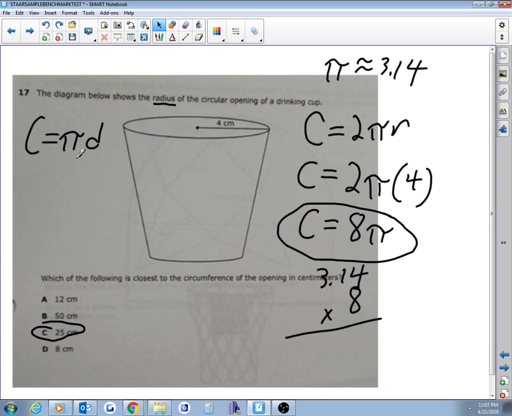If our radius is 4, our diameter is 8, so we end up with pi times 8. Again, still going to give us roughly 25.